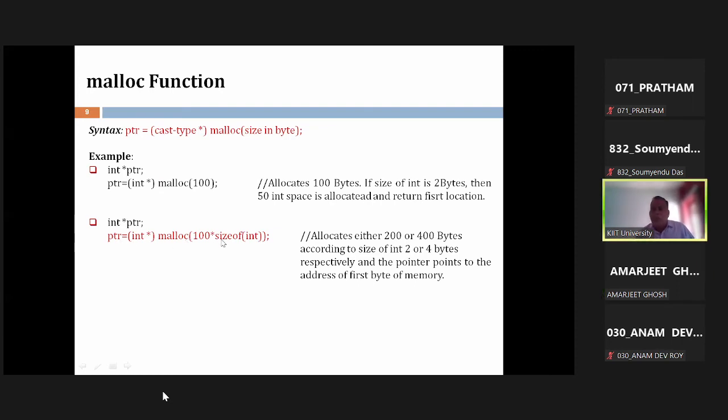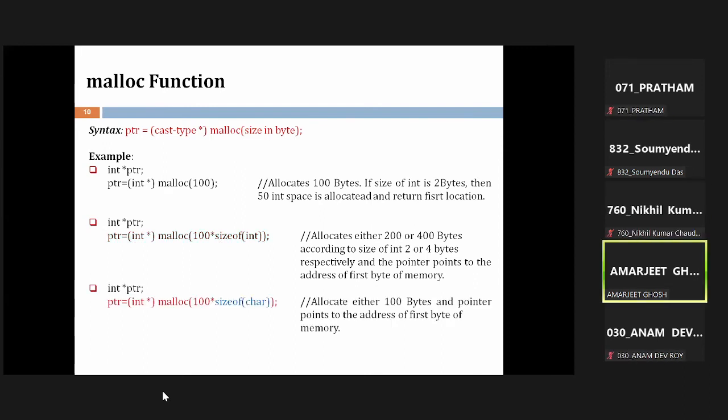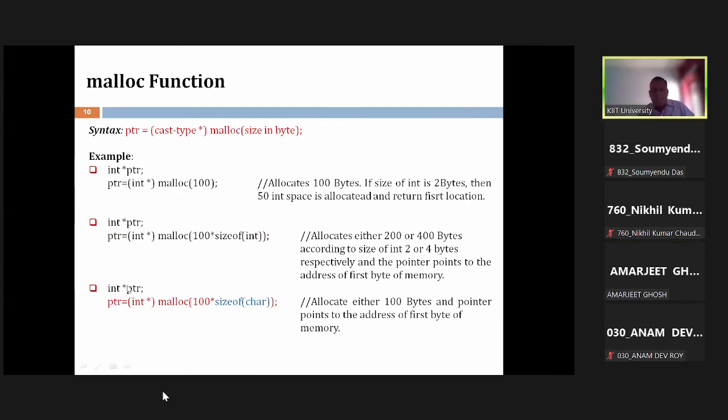So will it allocate 200 bytes or 400 bytes? It depends upon the size of each integer. I declare like this. Here I write size of char. Size of char is 1 byte, so 100 bytes will be allocated. But I need to do a casting with the left hand side variable. If the left hand side variable is asking for address to integer, my casting should be address to integer or not? Yes, sir.